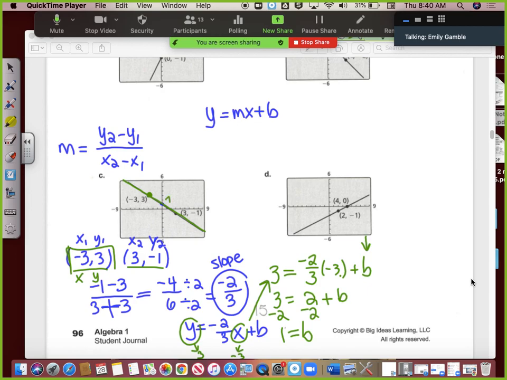Now, looking at this, I could kind of tell that it looked like it perfectly went through the y-axis at 1, but not all of the time will it be that way. Sometimes it will be a fraction, and you have to solve for it. So then altogether, we have what the slope is. We know now that b is equal to 1, which is our y-intercept. So the final equation would be y equals negative 2/3 x plus 1.